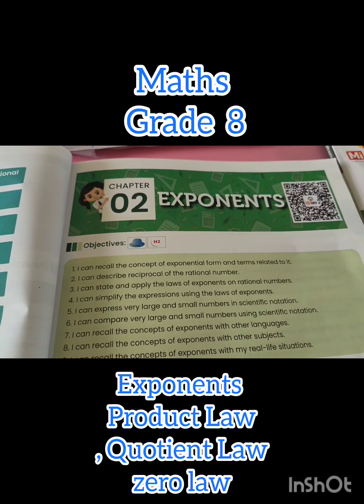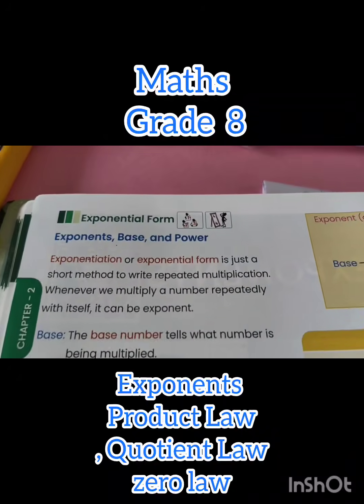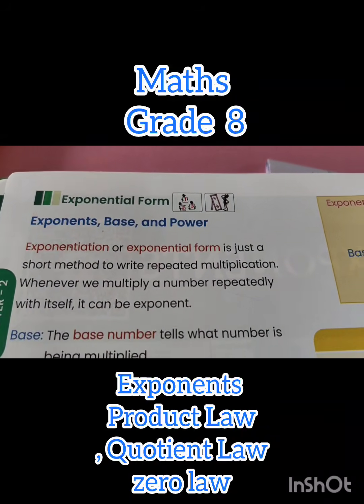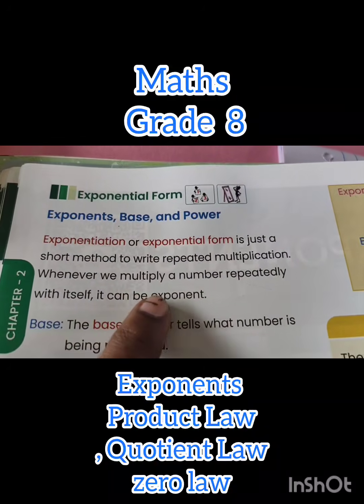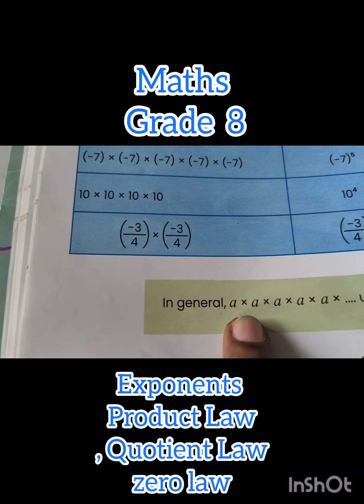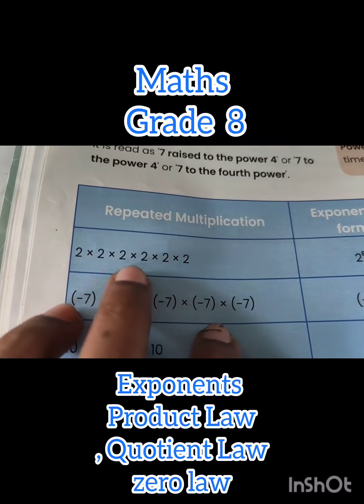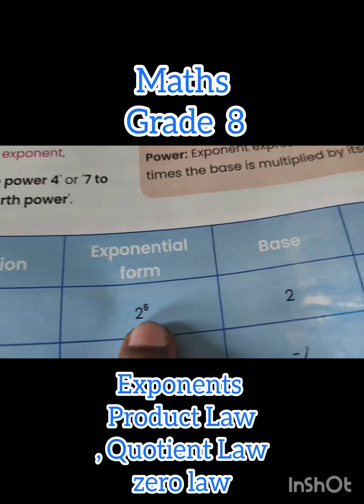Today we are going to see chapter 2, exponents. In this chapter we will be learning about exponential form. Exponential form is just a short method to write a repeated multiplication. When a number is repeatedly multiplied by itself, it can be represented in exponential form.